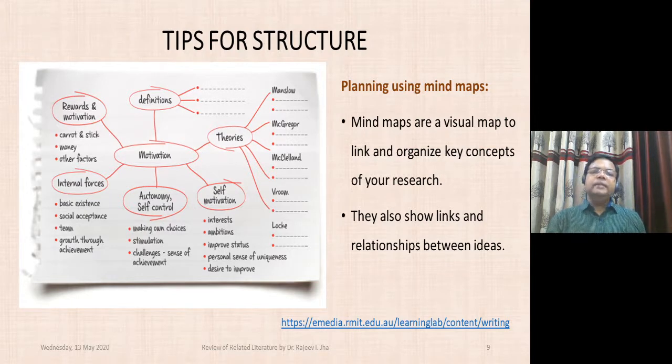Now I move towards some tips for the structure for writing a review of related literature. We can use mind maps for planning purposes. Mind maps are a visual map to link and organize key concepts of your research. They also show links and relationships between ideas. In the given mind map on the slide, we find motivation is linked to definitions, rewards, internal forces, autonomy, self-control, self-motivation, theories, and then each of these are again linked to sub-themes or sub-points within them.